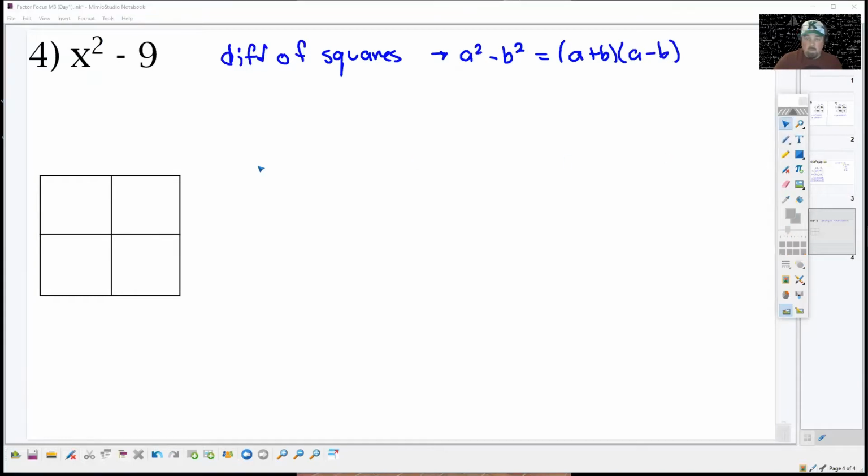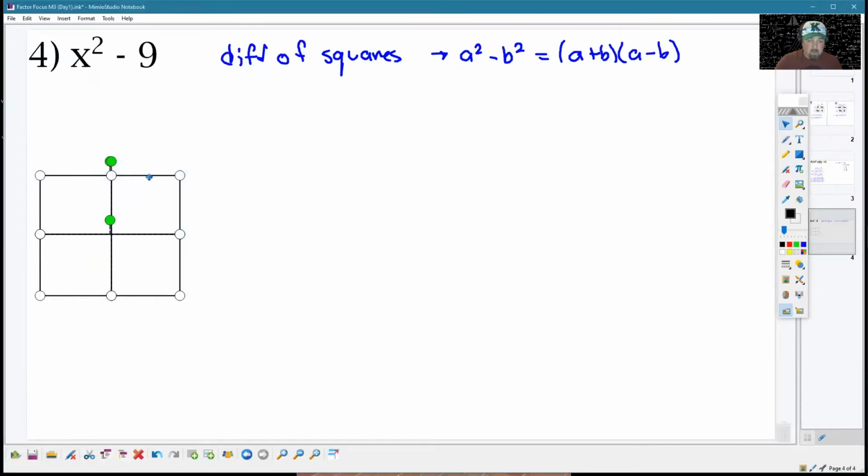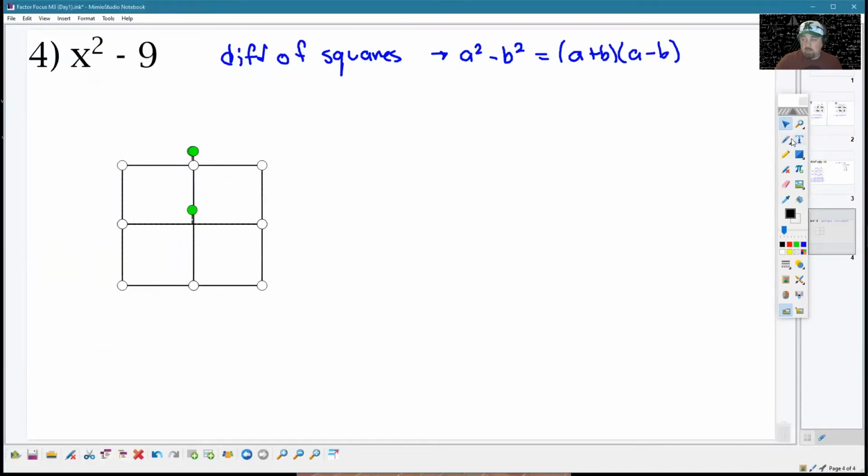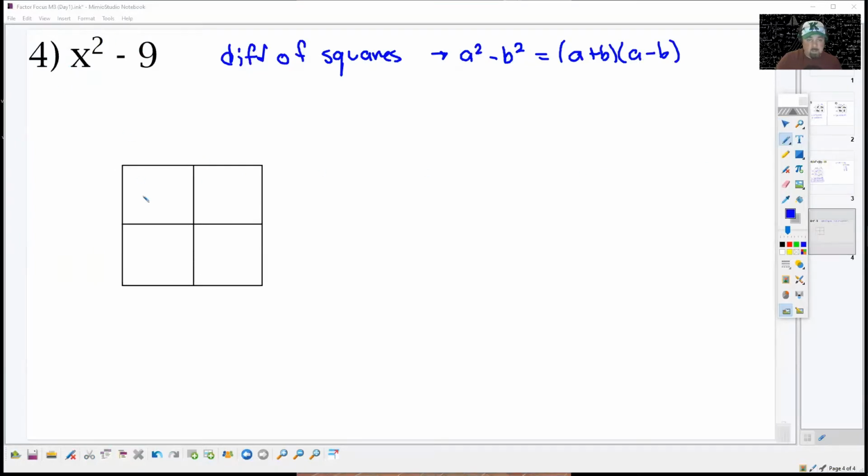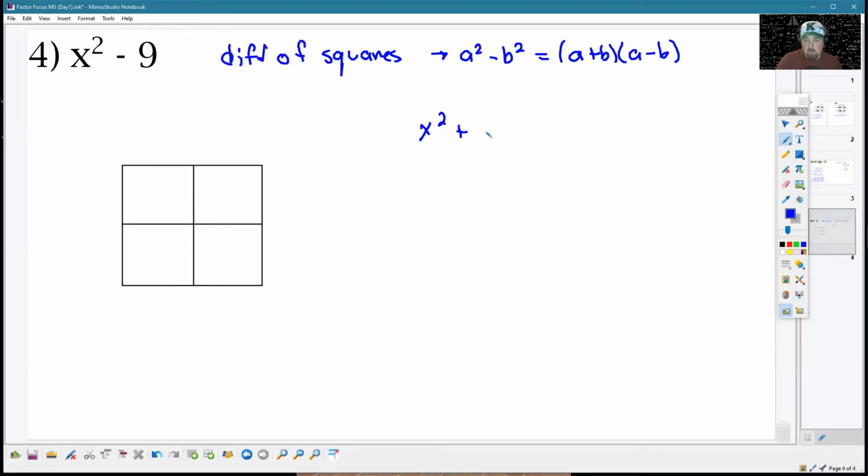Now, if you don't remember that, it's not the end of how this works. We can still factor this the way that we just talked about on the other one. This is really x squared plus 0x minus 9. So we can still do this the way that we did before. X squared goes here, -9 goes here. This has a 1 and a -9.